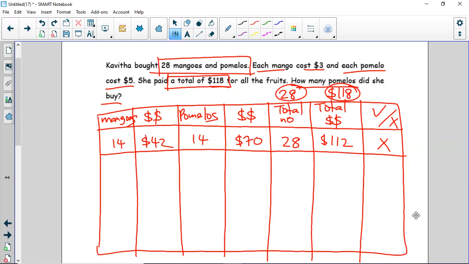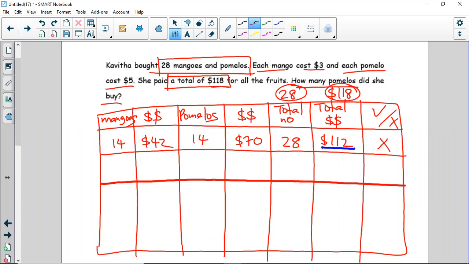The first guess is to take the total number of fruits and divide by 2. And then the second guess is to increase the pomelos. Why do you want to increase? Because your total money here is lesser. So you want to increase the fruits which are more expensive so that your total money can increase as well. Okay, so let's draw another row.